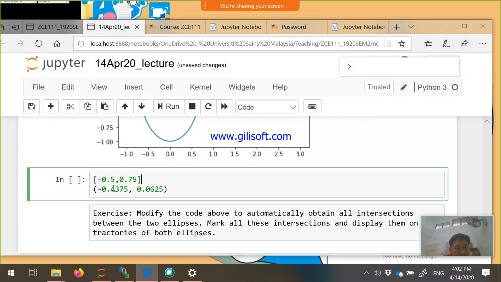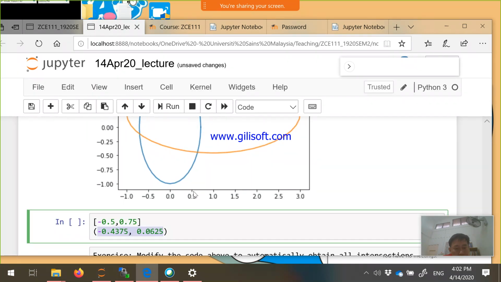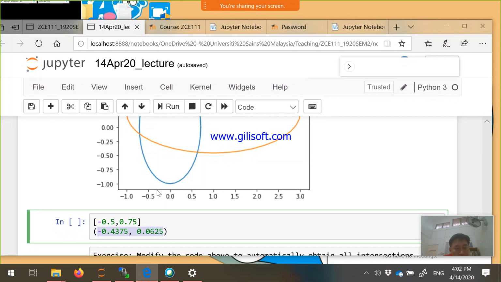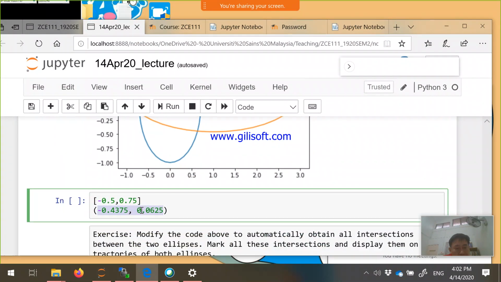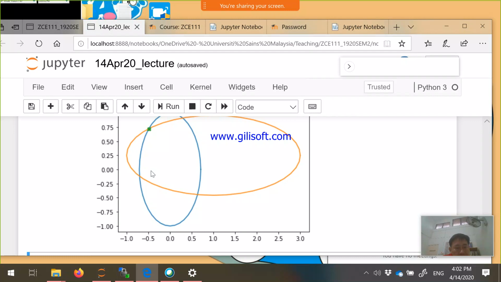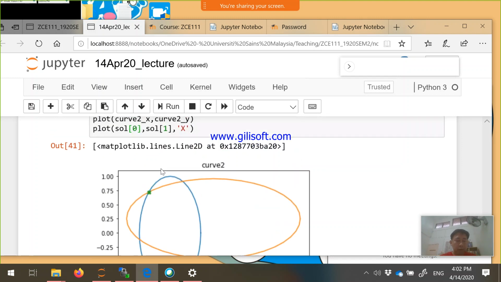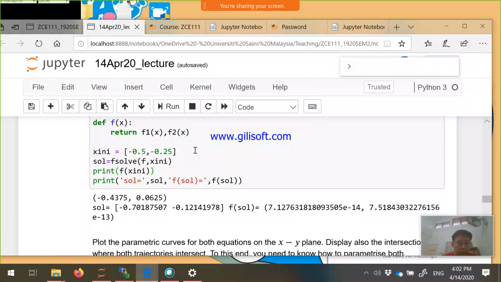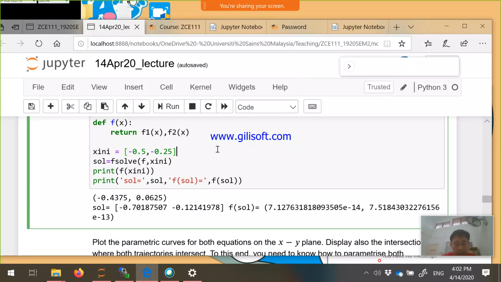I cannot identify the solutions. This is minus 0.43, so minus 0.43 is somewhere here, and then this is 0.06. 0.06 is very close to 0, so it looks like it is locating at this point, which is not the coordinate I'm looking for. So it looks like something is wrong. I don't feel very comfortable with these solutions here. So let me try again.